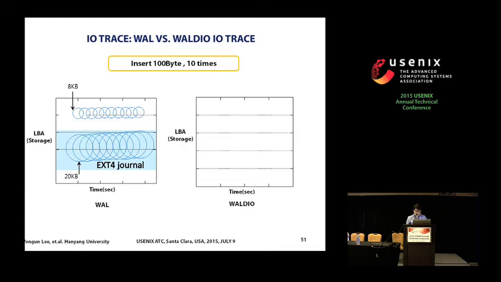This figure shows the I/O trace of 10 insert operations in WAL mode and in WALDIO mode. The radius of each circle denotes the size of an I/O. In WAL mode, each log commit writes 8 kilobytes to the SQLite journal file and writes 20 kilobytes on file system journaling. In WALDIO mode, each log commit yields just a 4 kilobyte I/O. As shown in the graph, there is no file system journaling nor non-optimized data writing.